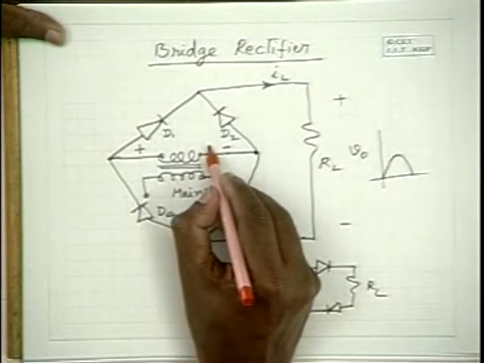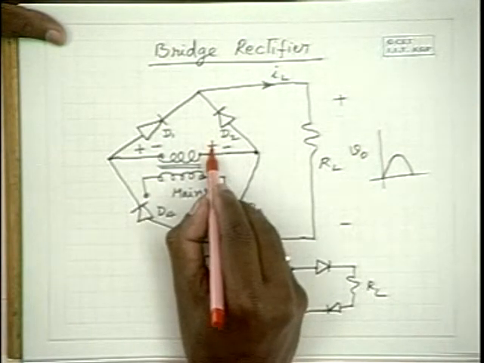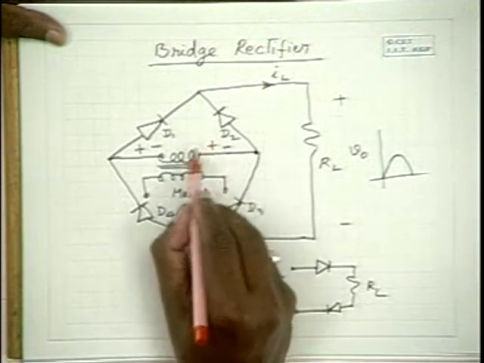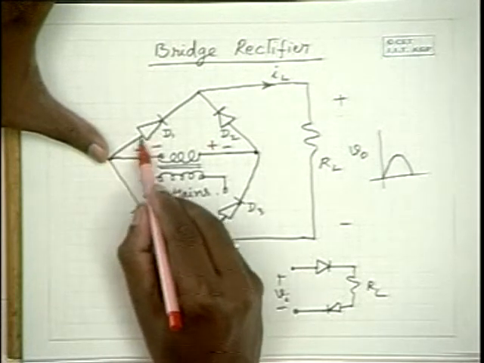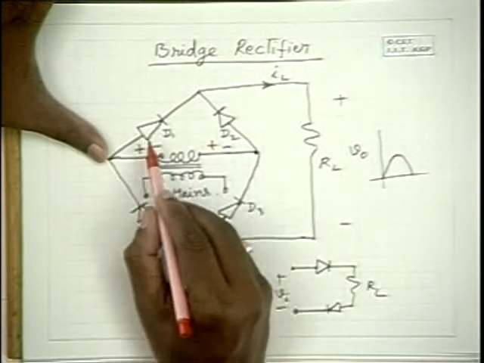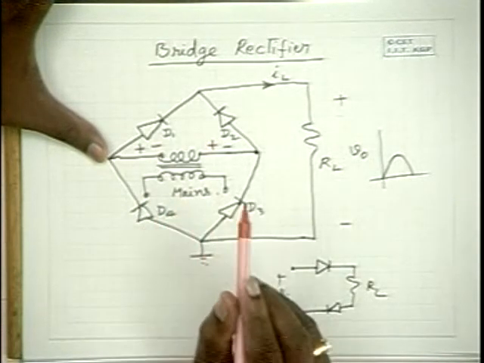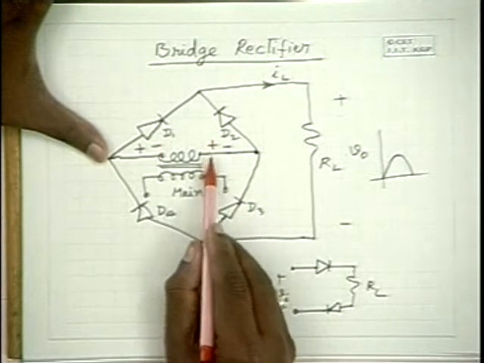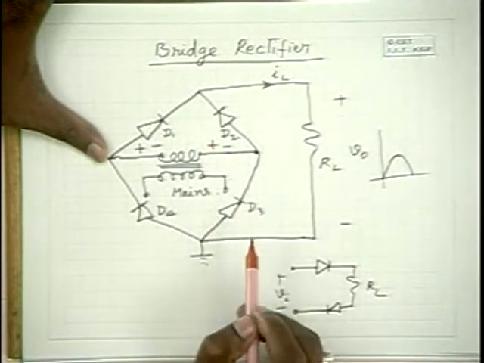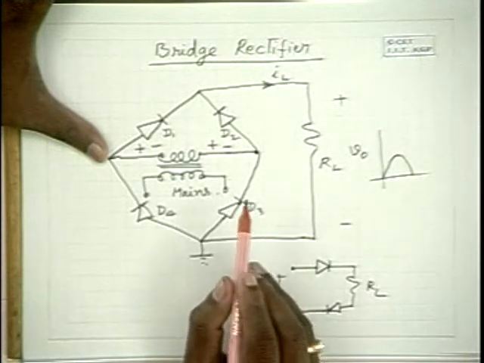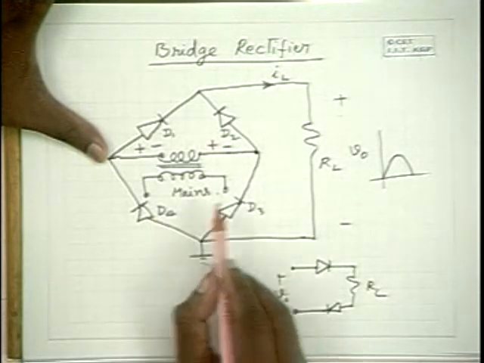During the negative half cycle, this is the situation. This side is positive compared to this side, and since the anode is connected to the negative most point in the circuit, diode D1 is reverse biased, and D3 is also reverse biased because the positive most point is connected to its cathode. Hence, D2 and D4 are forward biased.